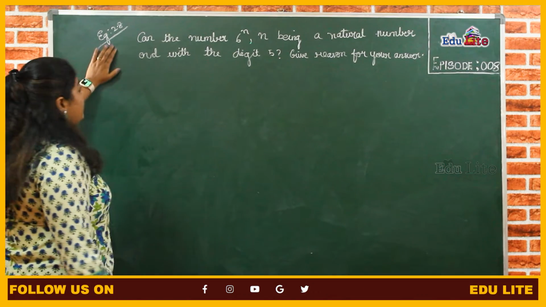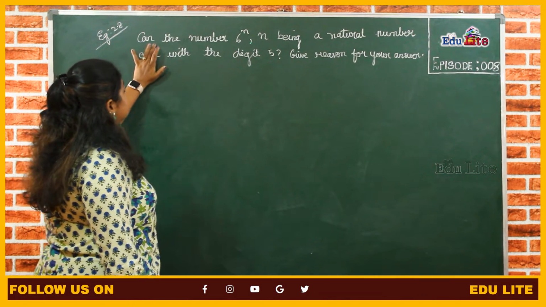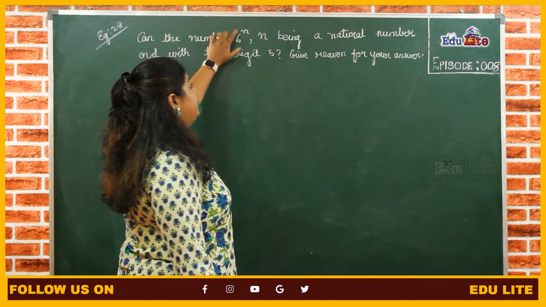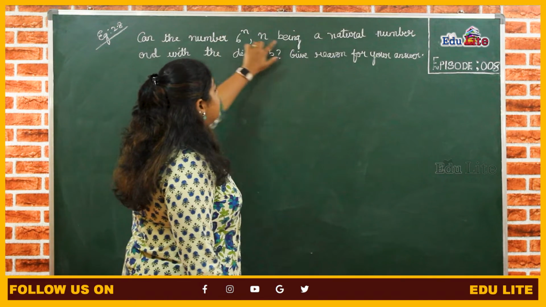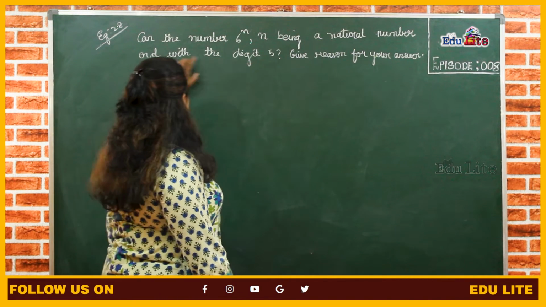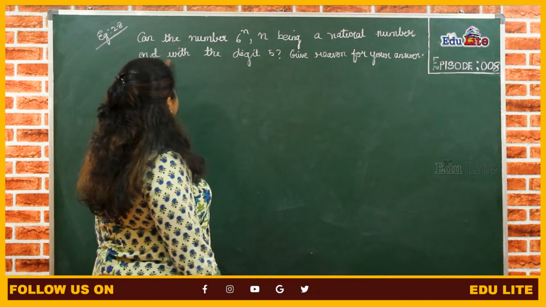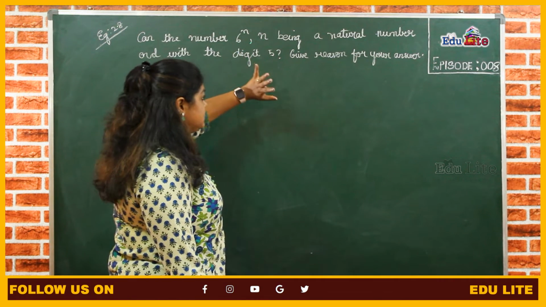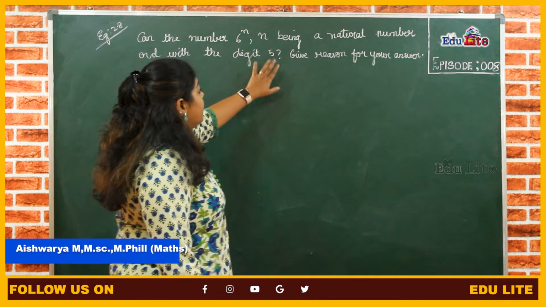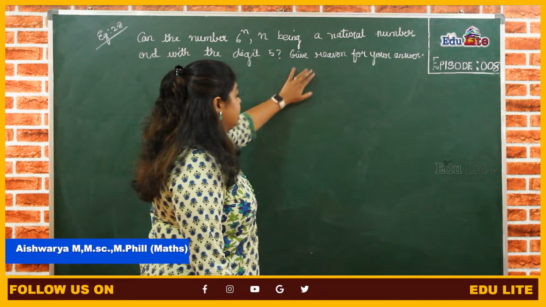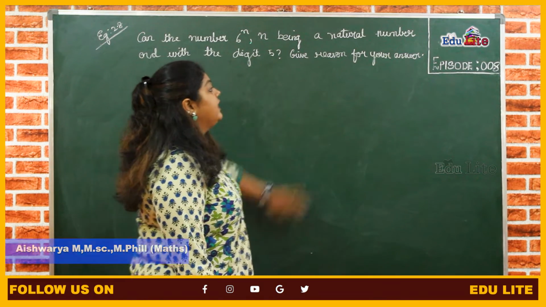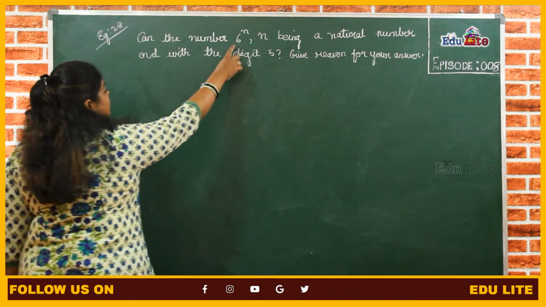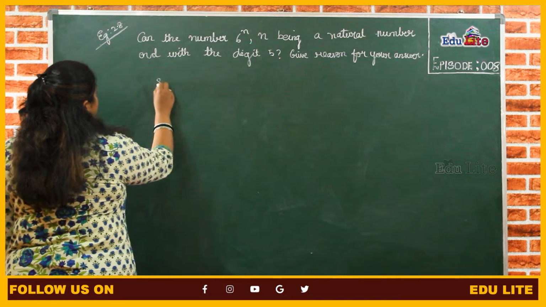In example 2.8, what is given is, can the number 6 power n, where n is a natural number, which means it starts with 1, end with the digit 5? We have to check whether 6 power n ends with the digit 5. If yes, we have to give the reason. If no, we also have to give the reason. Let us check whether 6 power n ends with the digit 5 or not.